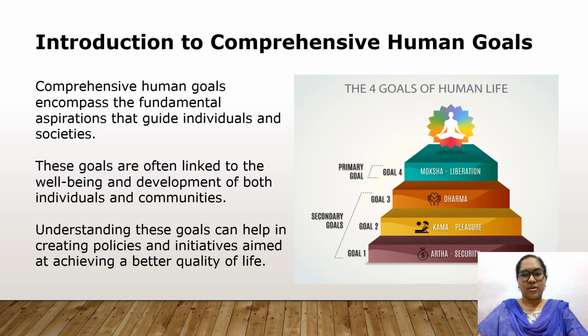The introduction to the comprehensive human goals. So human goals basically consist of fundamental aspirations that guide individuals and societies towards their goals. Next, the goals are often linked to the well-being and development of both individuals and communities. So basically, the goals are not only dependent on individuals, they are also dependent on the communities and the society that we are living in. Next, we have understanding these goals. By understanding these goals, we can help in creating policies and achieving a better quality of life.